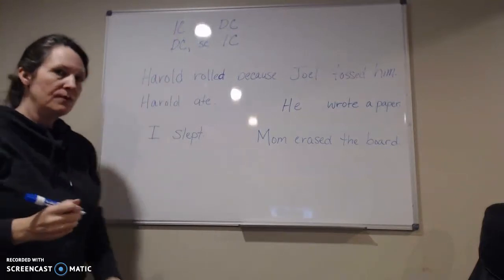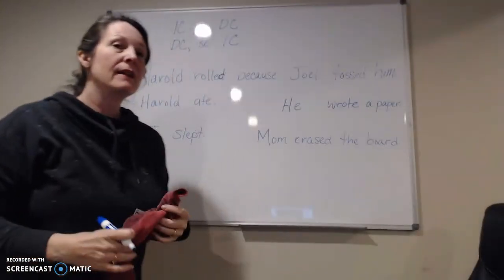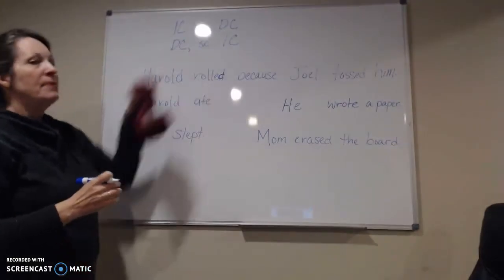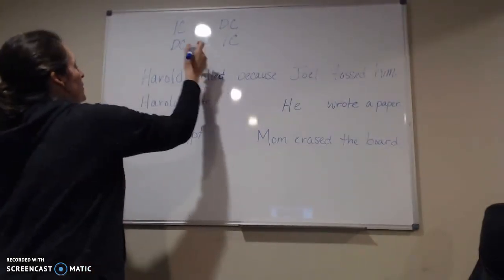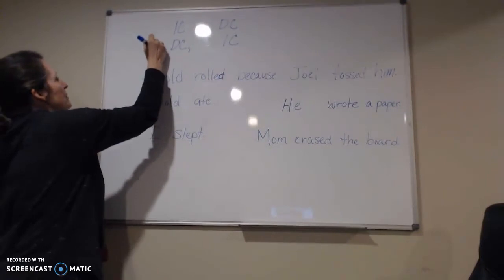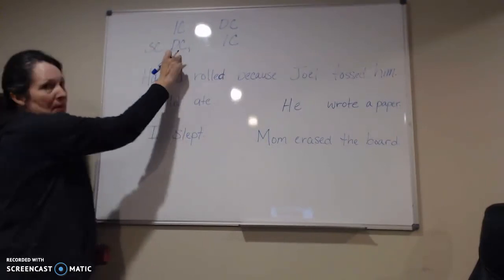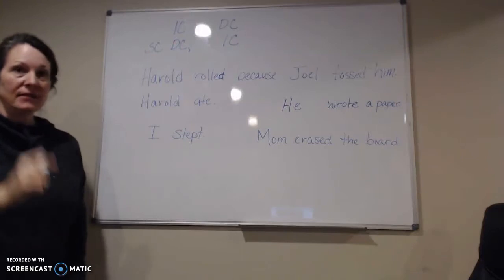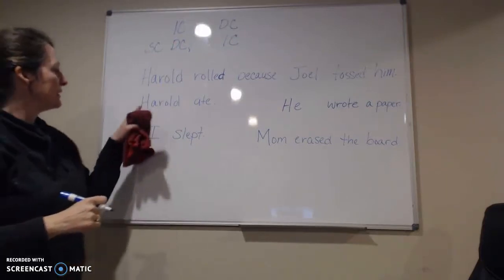Do you have a question, Joel? The subordinating conjunction comes first? Then it would be at the beginning. That's true. Thank you. That's a good correction. Here we would start with the subordinating conjunction, dependent clause, comma, independent clause. That's exactly right.